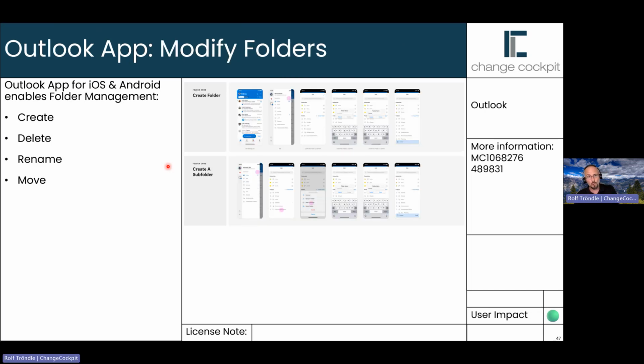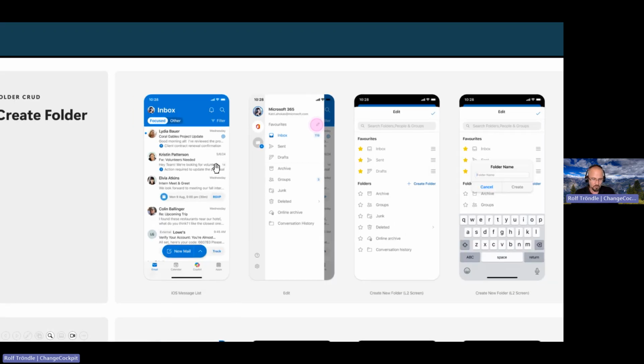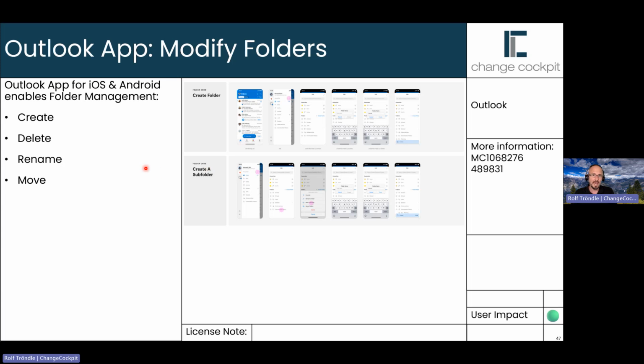Also, if you work with folders in Outlook app, you will now finally get the options to modify your folders. You can create, delete, rename, and move folders directly from the Outlook application. Now, after at least having the sort order follow the sort order from Outlook Desktop or New Outlook, that was last month's announcement, now finally you can also change or create new folders from Outlook app.